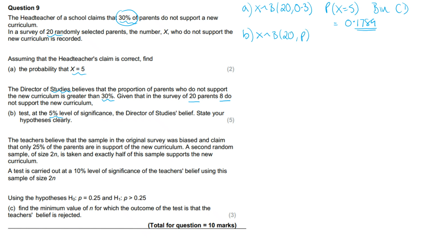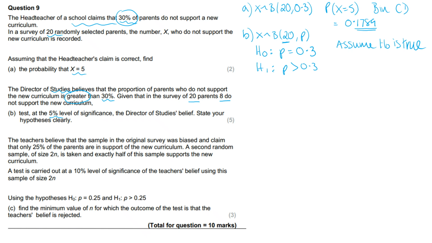So we're going to state our hypotheses. The null hypothesis is the current state of play, which we think is P equals 0.3. That's what the head teacher is claiming. And then our alternative hypothesis, because of the wording of the question, this teacher believes it's greater, so that is going to be P bigger than 0.3. We assume that H0 is true. So given that H0 was true, we would expect 30% of our sample of 20 to be not supporting the curriculum.